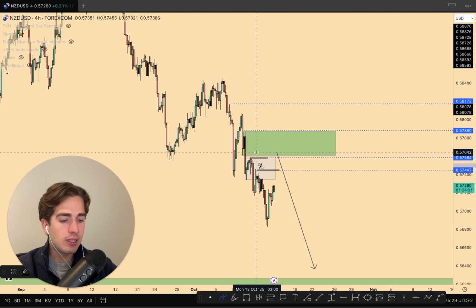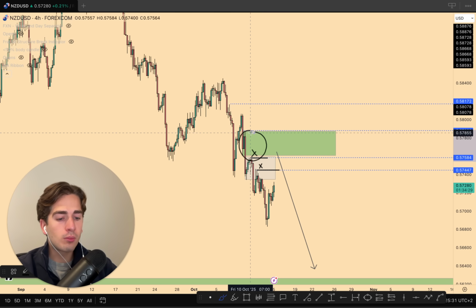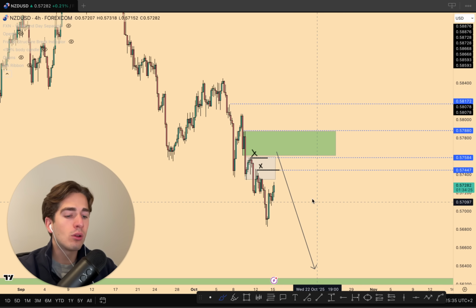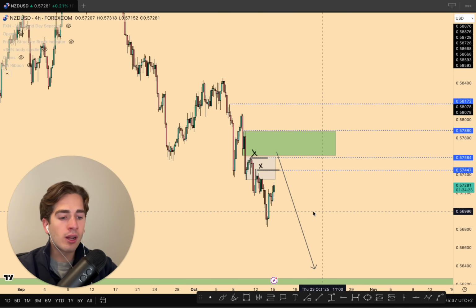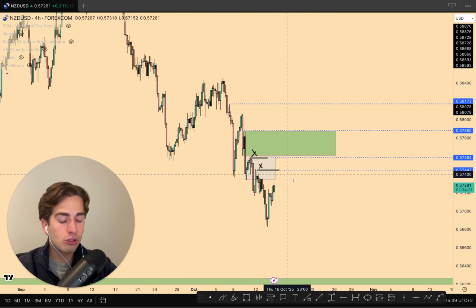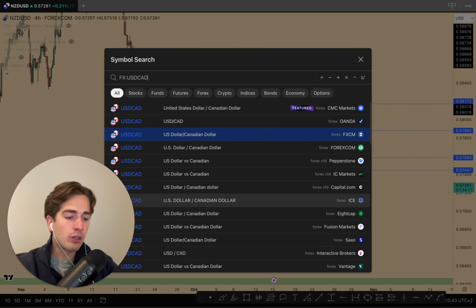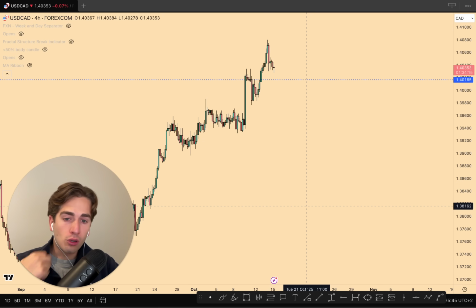So liquidity, fresh supply zone. I'm looking for that to get taken out, a 4-hour change of character, and then we can look for a short position again. So keep your eyes open for a potential NZDUSD short position. And then we have the dollar pairs, so dollar CAD, dollar yen, dollar Swiss, and then last of all gold.